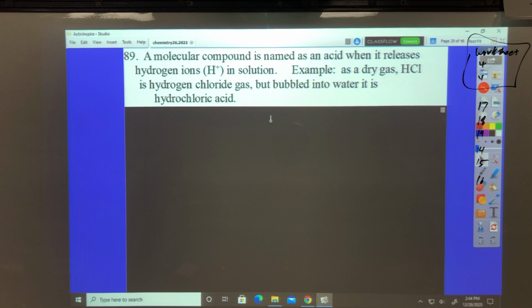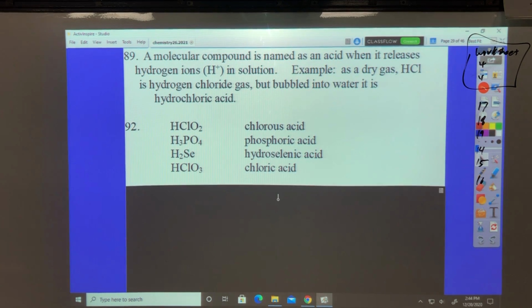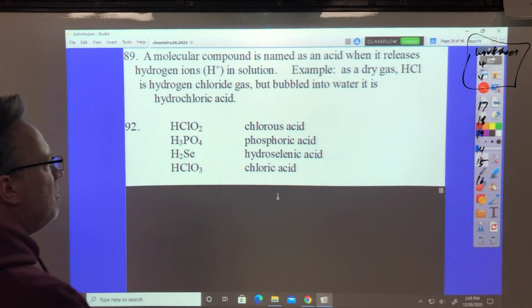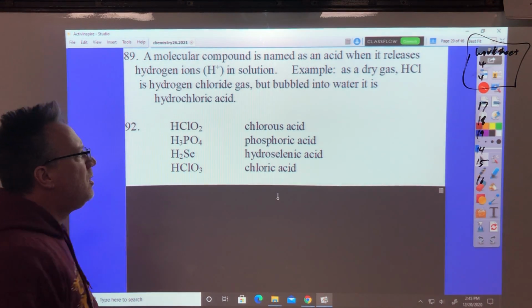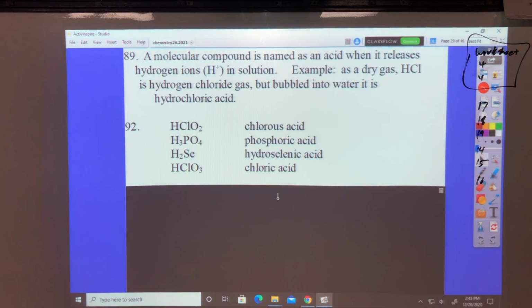Next one, 92, complete the table, the formula and the name. So HClO2, I think I had a mistake on one of these the other day and they caught it. HClO2 should be chlorous acid. H3PO4 is phosphoric acid. H2Se is hydroselenic acid. HClO3 is chloric acid. Name each molecule.